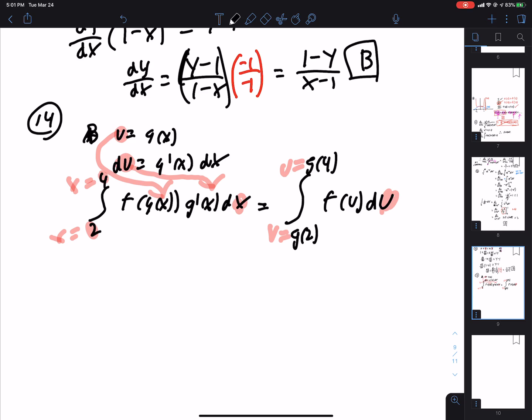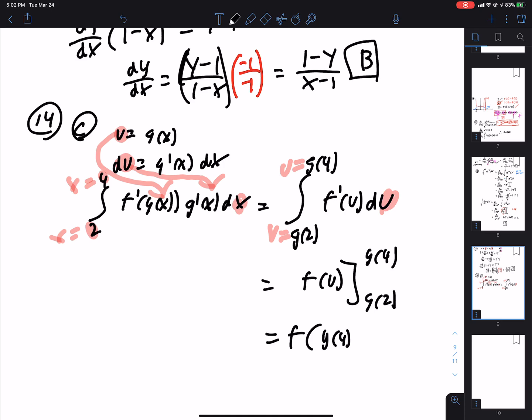Oh, wow. So actually I messed up on b, because we don't know the antiderivative f. But if we look at c, c is nice, because in c we have an f prime. That's the only difference. So this would be f prime. The antiderivative of f prime would be f of u from g of 2 to g of 4. Plug in the top and plug in the bottom. And that is what they wanted. So clearly the answer is C.